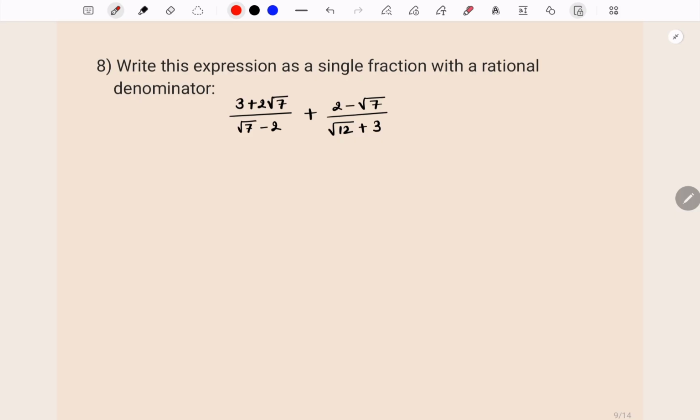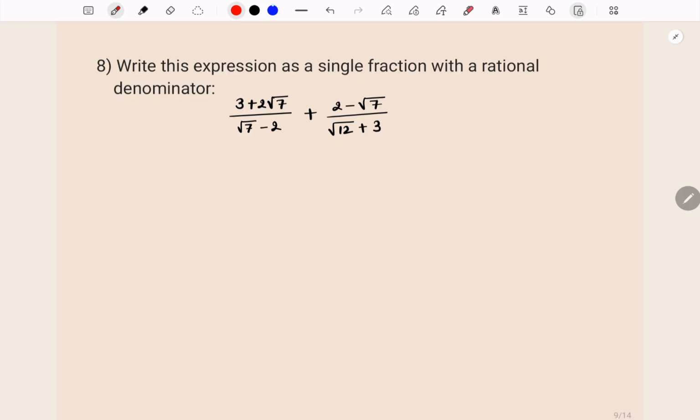Now moving on to the next question. Here we need to write this expression as a single fraction with a rational denominator. This question may look complex, but the rules are the same. On first glance, we can see that here we need to add two fractions, and in both the fractions we need to rationalize the denominator.